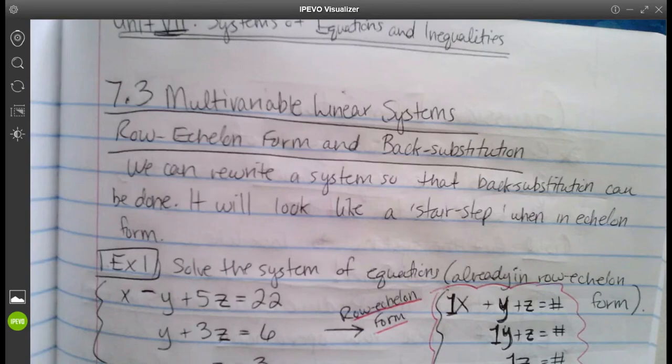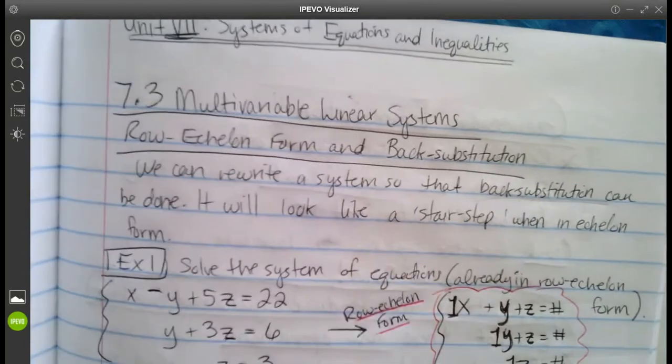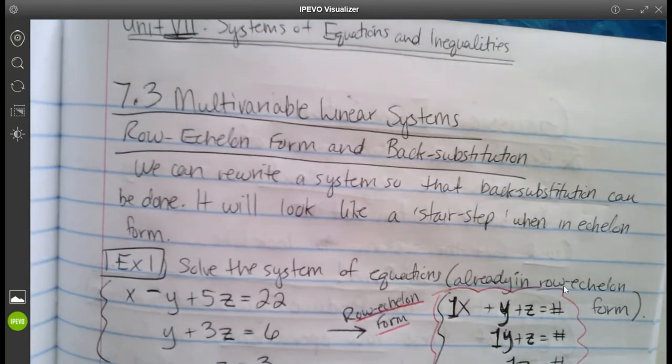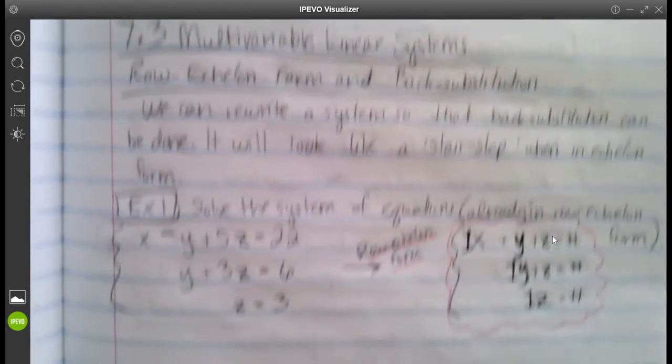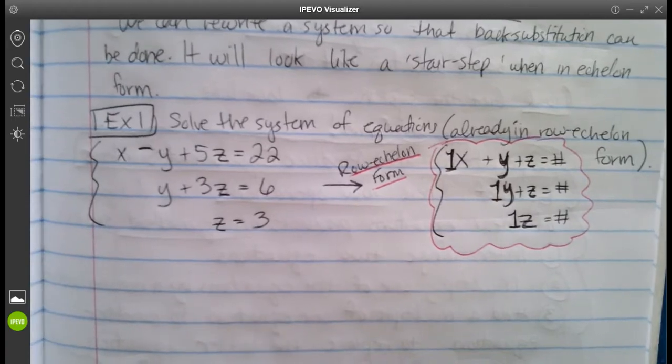When you have it in this row echelon form, which I'm going to show you in just a minute, it looks like a step, like a staircase. That's just the best way to describe it. So here we're going to start with an example that's already in row echelon form, and here's what it looks like.